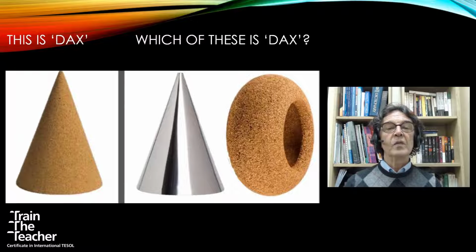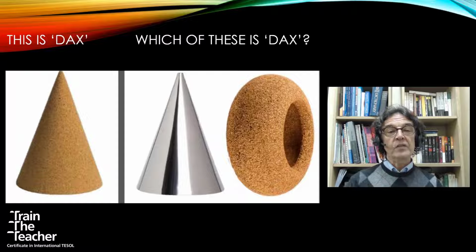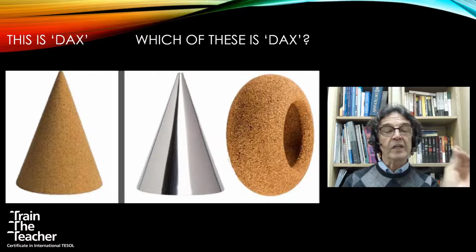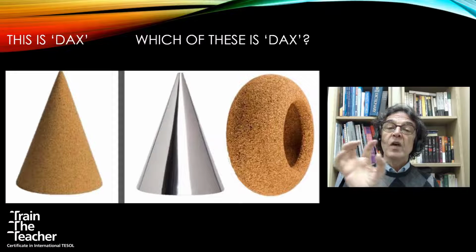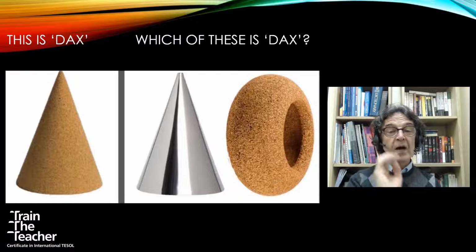On your screen, you will see an object on your left. It's cone shaped and it's made of cork. On your right, you will see a cone shape and something made of cork. So the object on your left is Dax. The question for you is, which of the things on the right is Dax? Now you can pause the video for a moment if you like to think about that, and then we'll get to the answer.